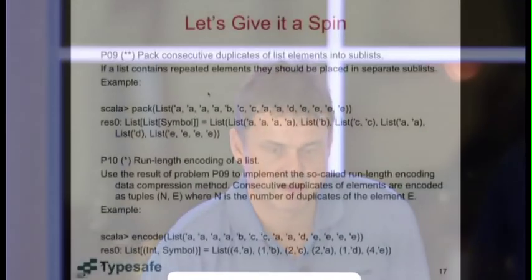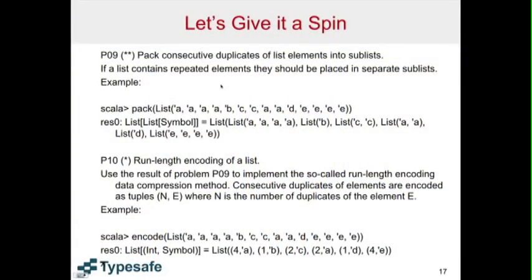Let's do another one. So the next one I want to do is a problem from the 99 Scala problems, number 9, which says pack consecutive duplicates of list elements into sublists. So it means something like that. We have a list where we get elements that are duplicates and follow each other, and they should be packed into sublists, like here. OK, so let's see how we would do that.